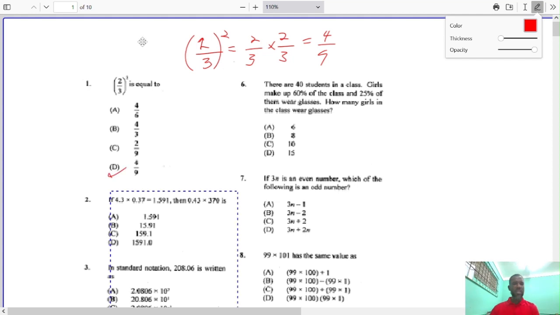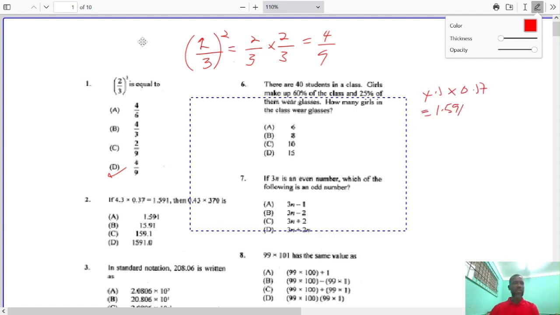4.3 times 0.37 is equal to 1.591. Now, what we want to find out is what is 0.43 times 370. Now, how do we go about doing this?